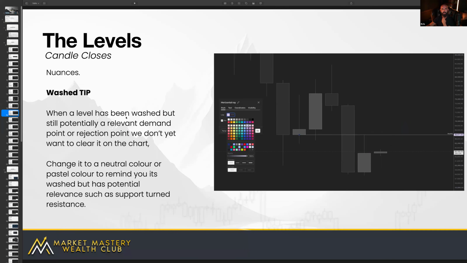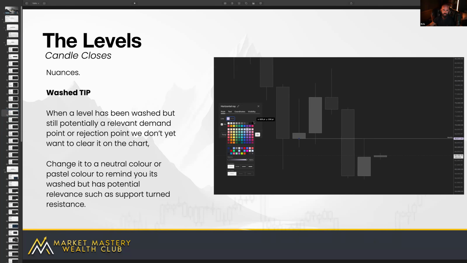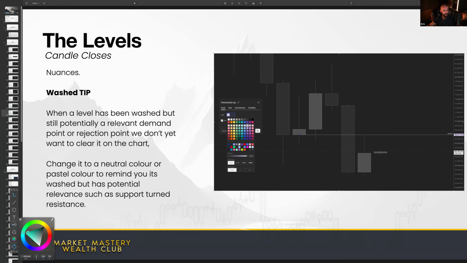So, wash tip: when a level has been washed but is still potentially a relevant demand point or rejection point, we don't yet want to clear it on the chart, so we don't want to delete it. Change it to a neutral color or pastel or gray, whatever you want to do. Something that reminds you it's been washed. I normally use these main colors. We've got the indicator coming and doing all of this now, but I use these main colors up through here as my solid color palette. That's a naked level, but then I'll drop down to these pastels once they've gone through.